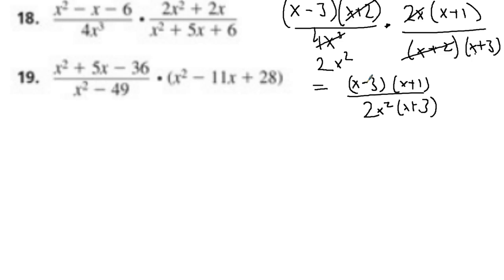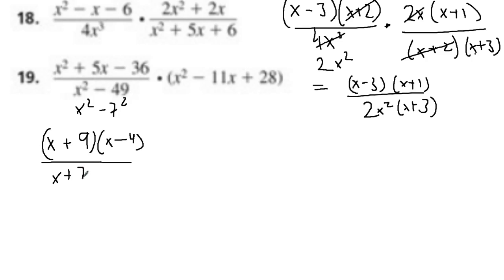So number 19. I'll give you 5 seconds to do it by yourself. 5, 4, 3, 2, 1. Okay. Now I'm going to do it. So the top factors out to x plus 9, x minus 4. The bottom factors out. This is the difference of two squares. So x squared minus 49 is x squared minus 7 squared. You have to remember this formula: x squared minus y squared equals x plus y, x minus y. So x squared minus 7 squared is x plus 7, x minus 7.